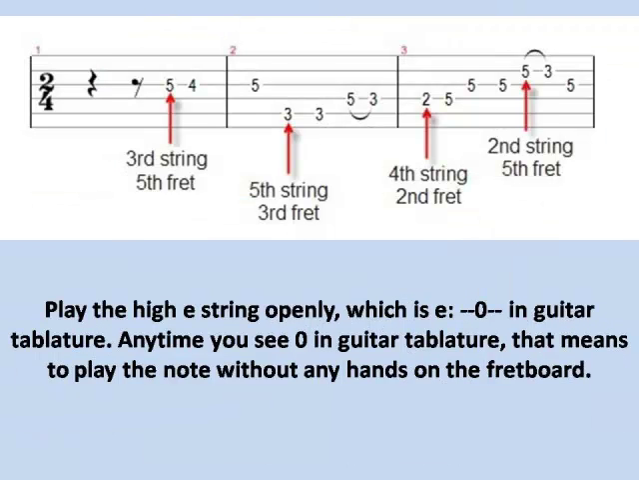Step 6. Play the high E string openly, which is E0, in guitar tablature. Anytime you see 0 in guitar tablature, that means to play the note without any hands on the fretboard.